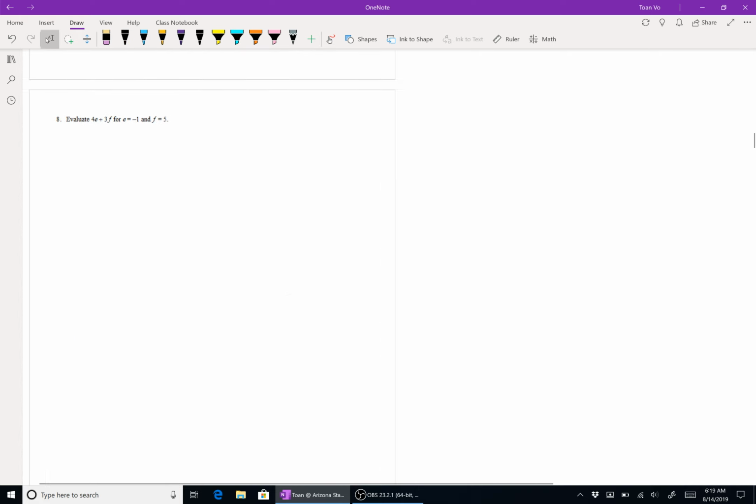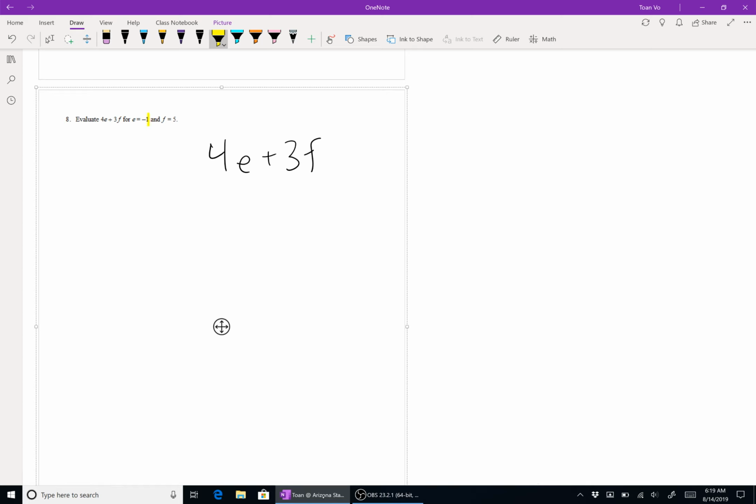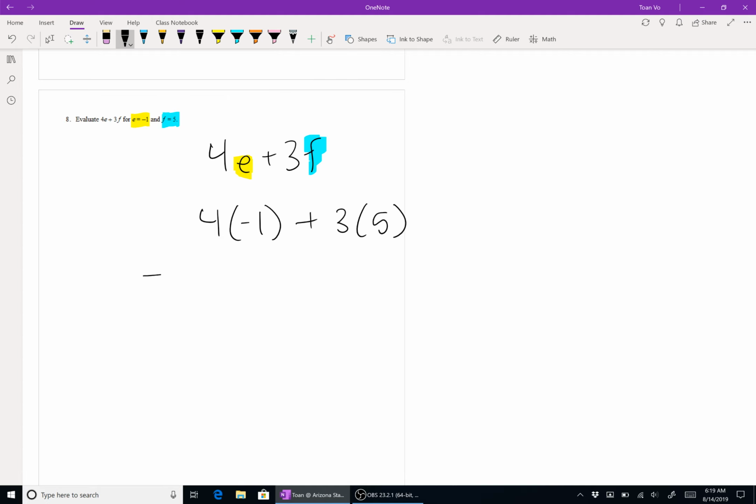Same concept here. This is an evaluation problem. According to the problem, every time I see an E, change it to a negative 1. Every single time I see an F, change it to a 5. So this is 4, negative 1, plus 3, 5. And then you just do the arithmetic. Negative 4 plus 15 is 11.